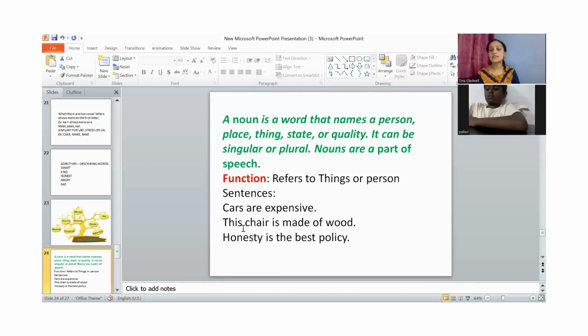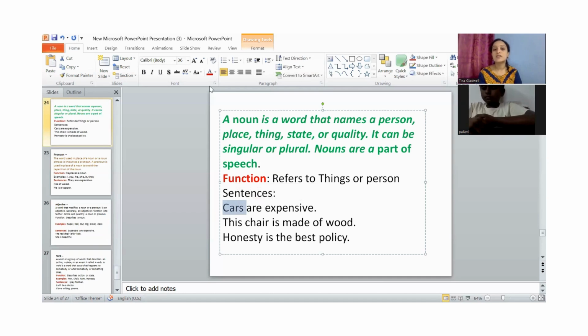Now see the examples here. Cars are expensive. This chair is made of wood. Honesty is the best policy. In the first sentence, cars are expensive, identify the noun here. Which is a person, place, animal, or thing here? We're talking about a thing. What is the thing that we're talking about? Cars. We're saying that cars are expensive. So cars here refers to a noun. Cars is a noun that is identified in the sentence.